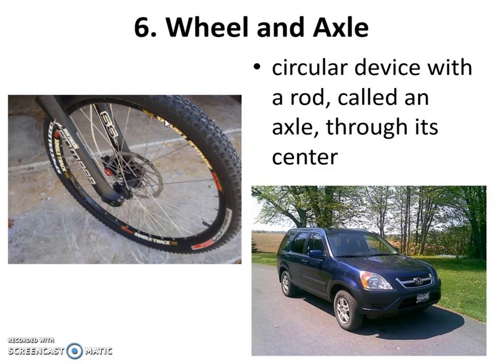The last one we're going to talk about is a wheel and axle. A wheel and axle is a circular device with a rod, called its axle, through its center. What a wheel and axle does, and you've seen this, is help move heavy loads for longer distances, and you're using less force. The axle helps to support the load. You see cars, bicycles, trains, anything with wheels has wheels and axles to help move a heavy load over distances. Even things such as clocks work by wheel and axles.